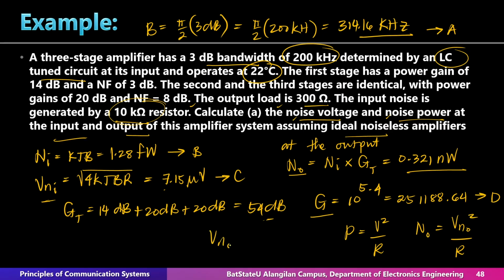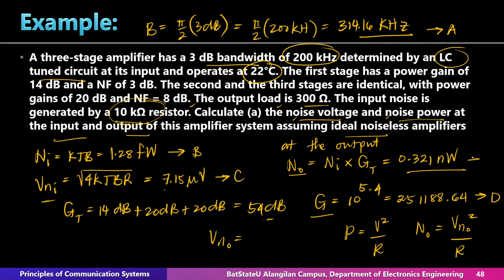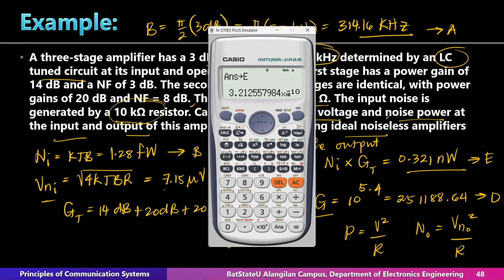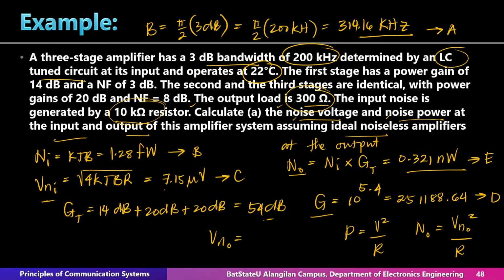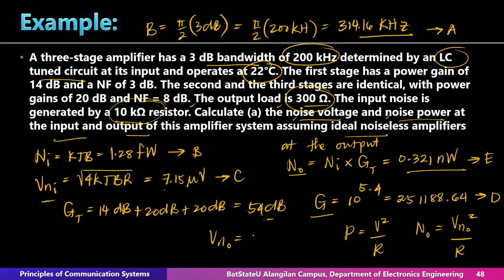So, kung kukumpute natin yung noise voltage sa output, that's the square root of NO times the resistance at the output. Ano? Shift, store, E. Para po, yung sagot natin na to, nakalagay yan sa E. Gagamitin natin yan eh. So, square root of yung alpha E, kasi doon nakasave ang noise power sa output. No? Multiply natin ng R. Ano ba yung resistance sa output? The output load is 300 ohms. So, yan. May makuha tayo ngayong 310 microvolts. Ayun. Tama po ba?